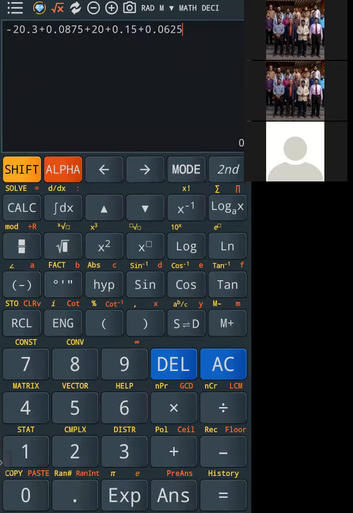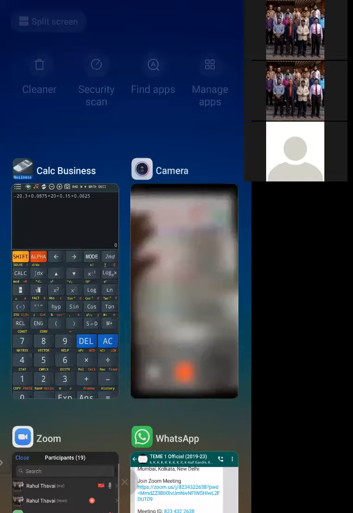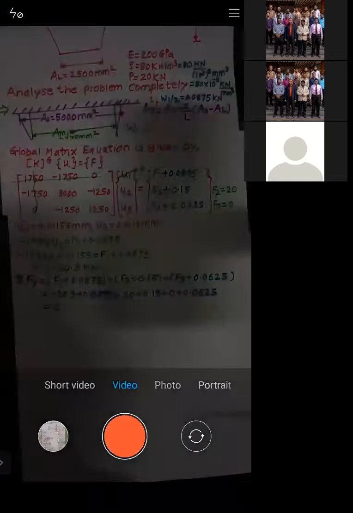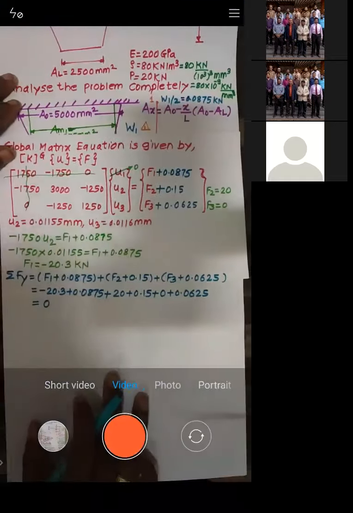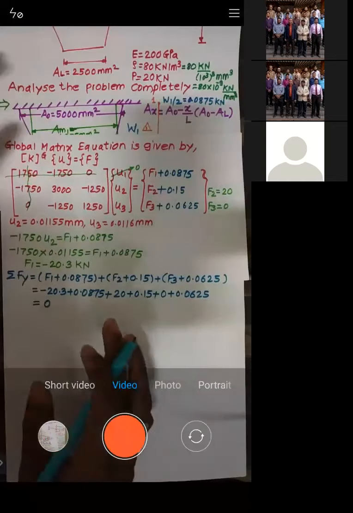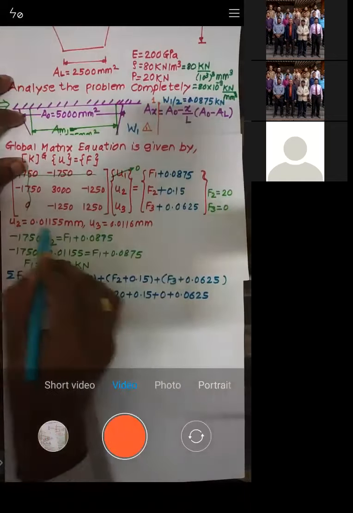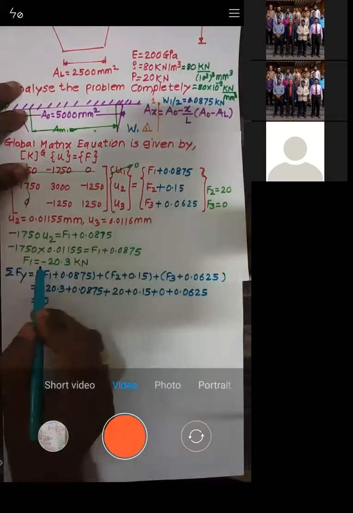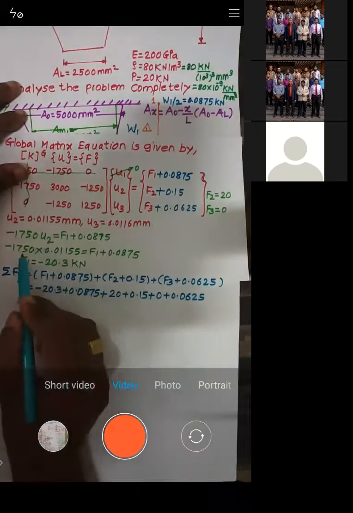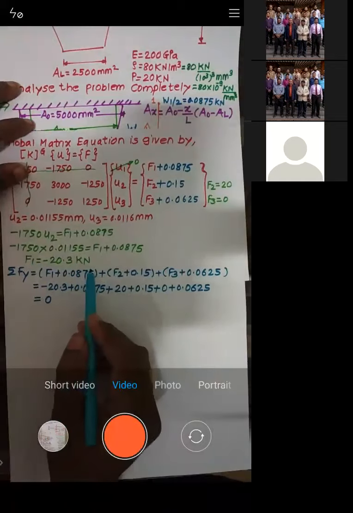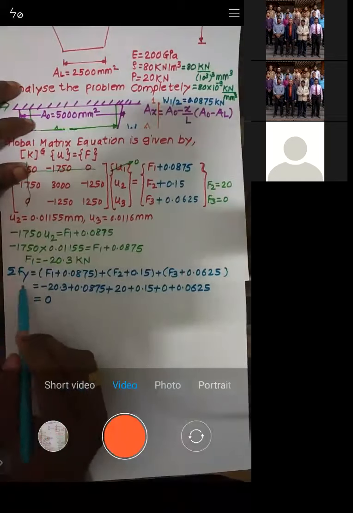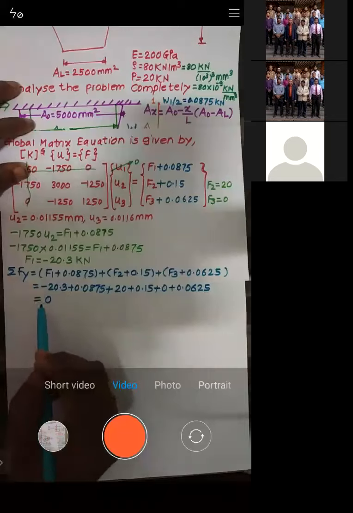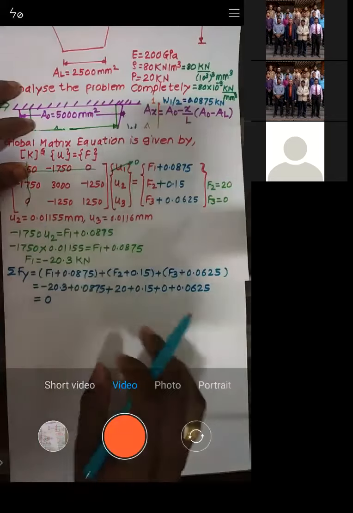All of you check it. What answer are we getting? We are getting 0 value, right? So the summation of forces is coming as 0. That means whatever values of displacements we have got are correct, because from these displacements we calculated the reactions, and further we utilized these reactions to calculate the summation of forces in y direction, and it is coming as 0. That means the displacements are correct.